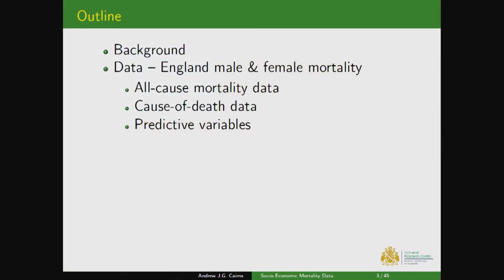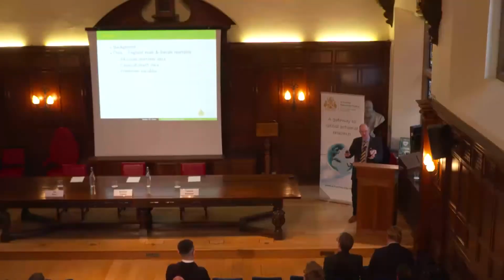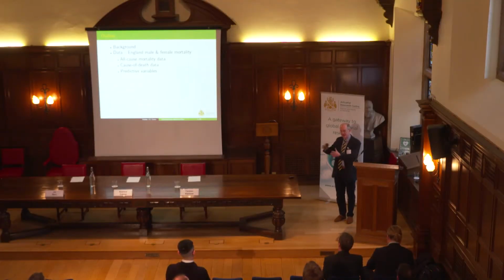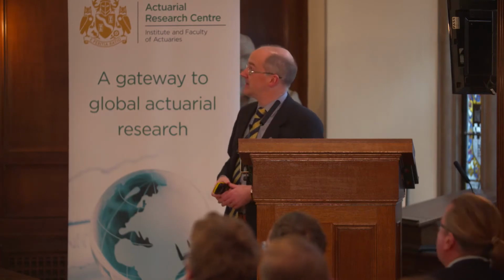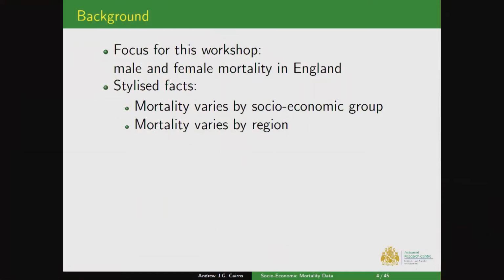So the outline for this bit is just a brief bit of background, and then I'll go on to talk about the all-cause mortality data, which is most of the sessions, then cause of death data just to finish off, and to be thinking about also predictive variables. So the predictive variables are the variables that we will use to identify groups of people that have different socioeconomic characteristics. And then the focus for this workshop is going to be looking at male and female mortality in England.